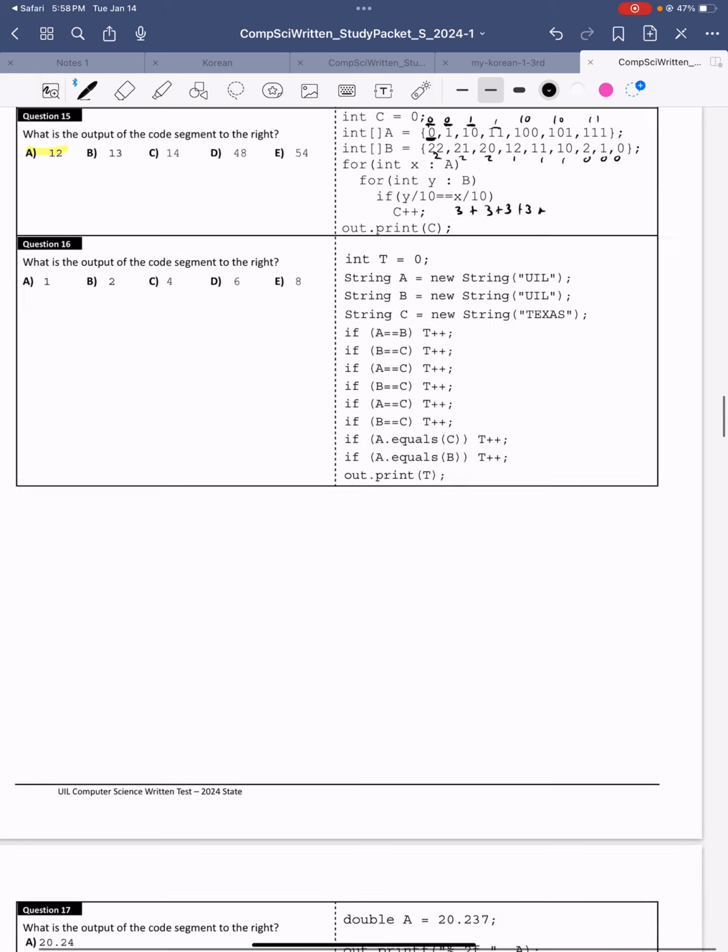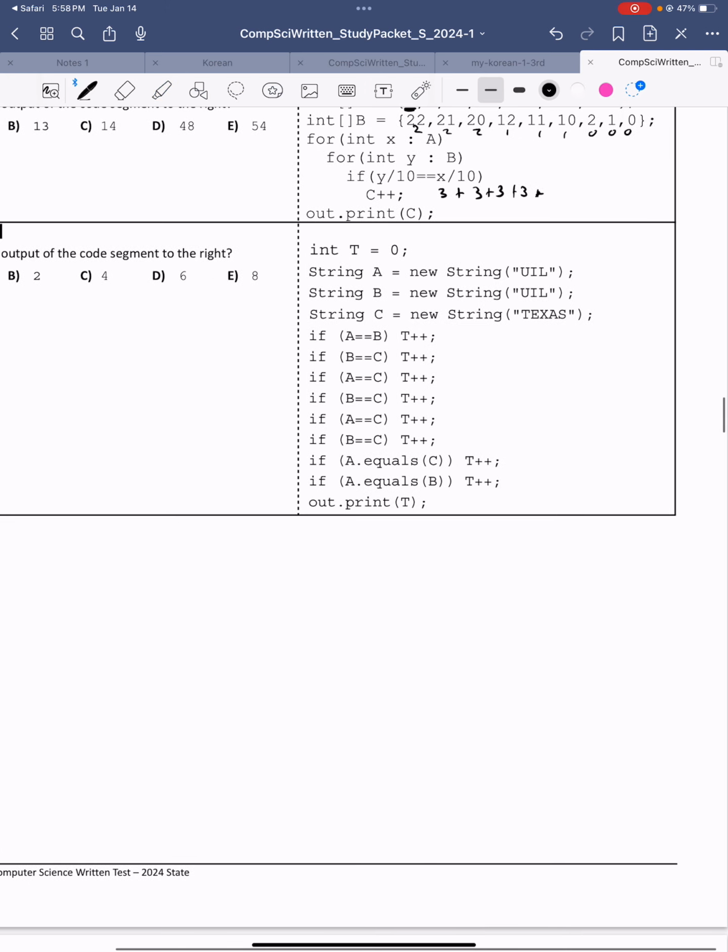So here we see we're creating 3 strings. One is UIL, the other one's UIL, and the other one's Texas. This is just a fancy way of saying, just like UIL. Now, whenever you want to compare strings, you should never use A equals B because they both aren't referencing the same object. I think that's what it is.